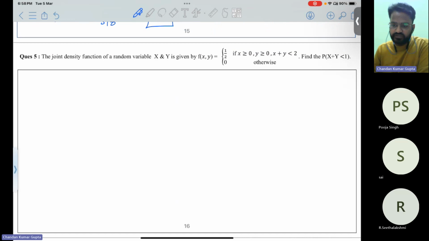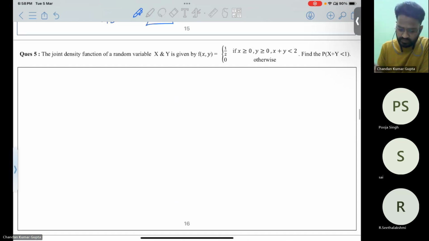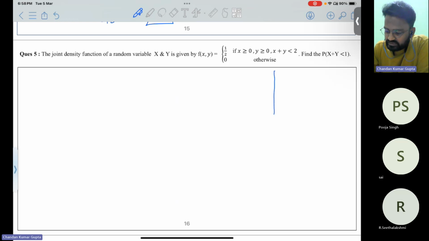Okay, question number 5: the joint density function of random variables x and y is given as shown. We need to calculate the probability that x plus y is less than or equal to 1. We will first make a diagram. The line x plus y equals 2 is like this.